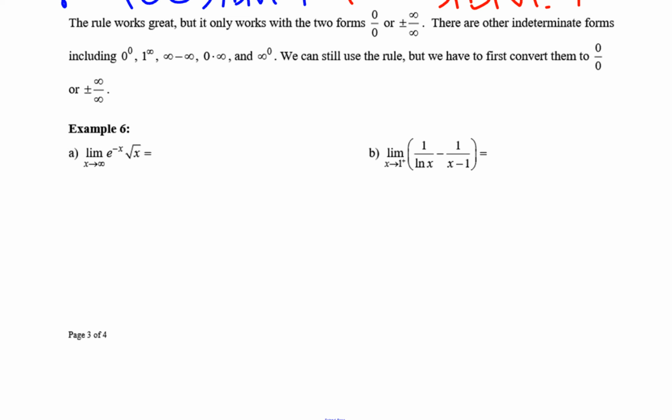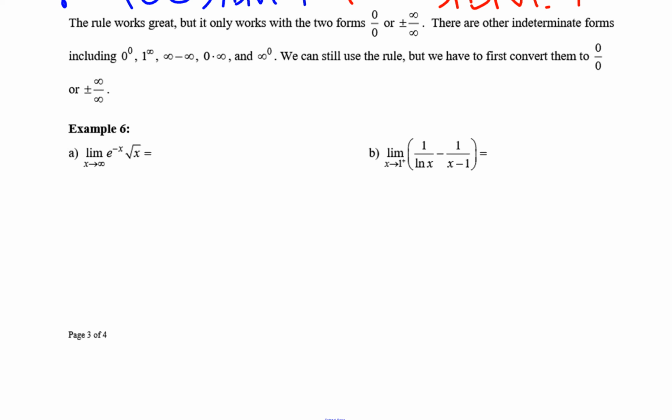So this L'Hopital rule works really great, but it only works if you have the indeterminate forms 0 over 0 or infinity over infinity. So there are other indeterminate forms like 0 to the 0, 1 to the infinity, infinity minus infinity, 0 times infinity, or infinity to 0. We can still use this rule if we get one of these, but first we have to change it so that it looks a little different.